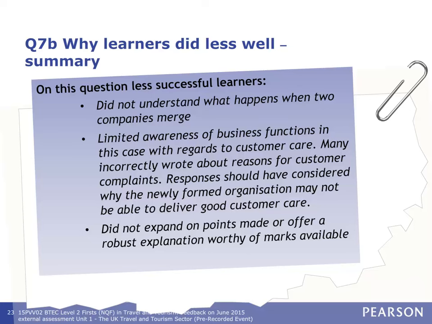Question 7b. Why learners did less well? Summary. On this question, less successful learners did not understand what happens when two companies merge, had limited awareness of business functions in this case with regards to customer care. Many incorrectly wrote about reasons for customer complaints. Responses should have considered why the newly formed organisation may not be able to deliver good customer care. Did not expand on points made or offer a robust explanation worthy of marks available. Please refer to the lead examiner report for further clarification and examples.